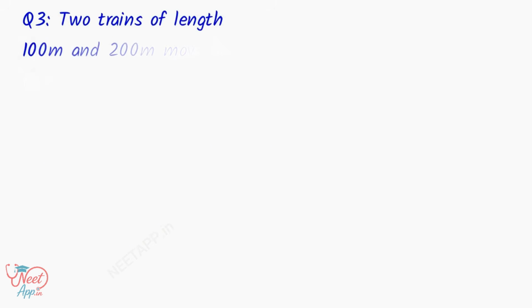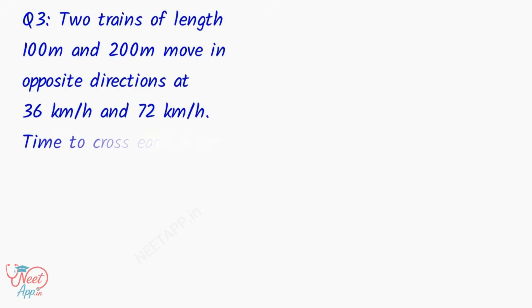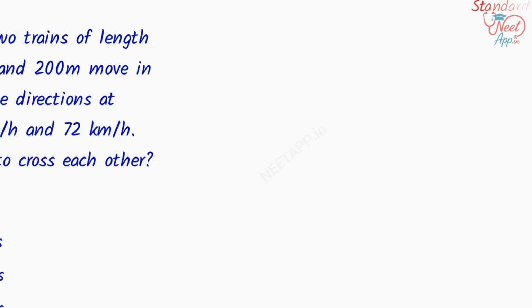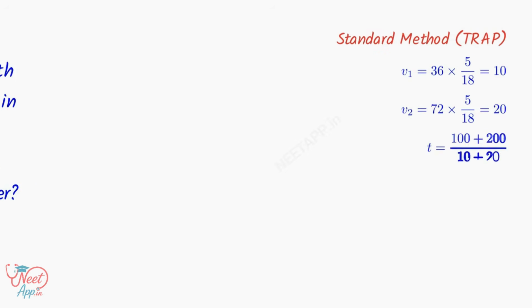Let's solve this complex question in 30 seconds. Two trains of length 100 meters and 200 meters are moving in opposite directions at 36 kilometers per hour and 72 kilometers per hour. In what time will they completely cross each other? The standard method is an arithmetic trap. You write out separate conversions from kilometers per hour to meters per second, add the lengths and set up a relative velocity fraction. Too many steps mean too many chances for silly mistakes.